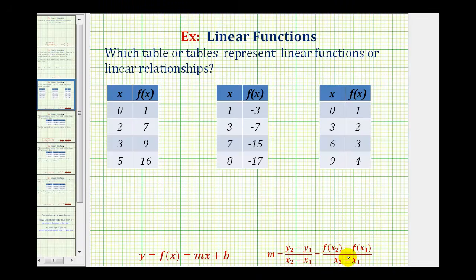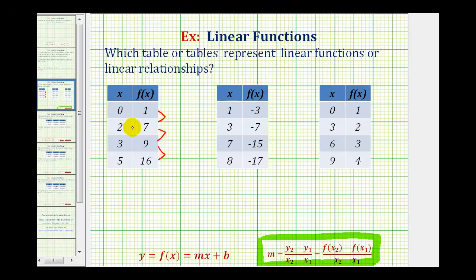So what you'll notice here is finding the rate of change is the same as finding the slope between 2 points, because the slope does represent the rate of change for a linear function. So for each table, we'll determine the rate of change between these function values and x values, these function values and x values, and these function values and x values. And we'll do the same for each table. And again, this is the same as finding the slope between 2 points.